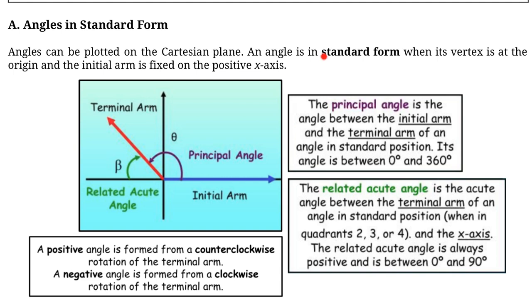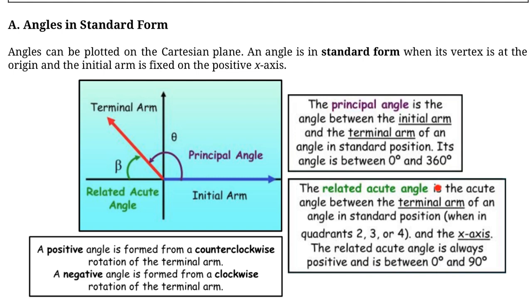And an angle that's in standard form, well, that's when your vertex is at 0, 0, the corner of your angle is at 0, 0, and the initial arm of the angle is on the positive side of the x-axis. So just like you see here, this is an angle that's in standard form. A principal angle is always in standard form or standard position, just like you see here. It's the angle in between your initial arm and your terminal arm. And again, it's always in this standard position.